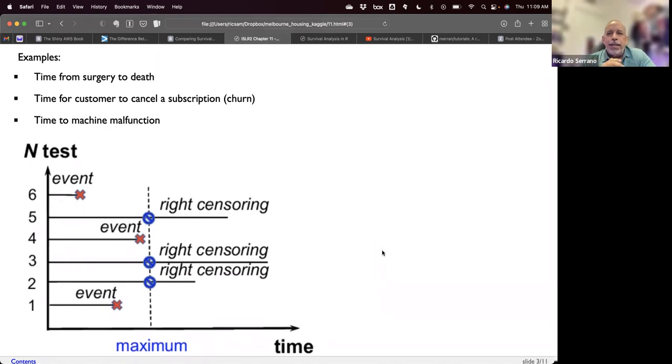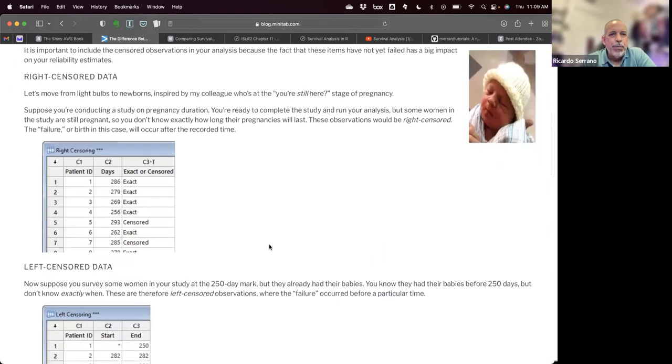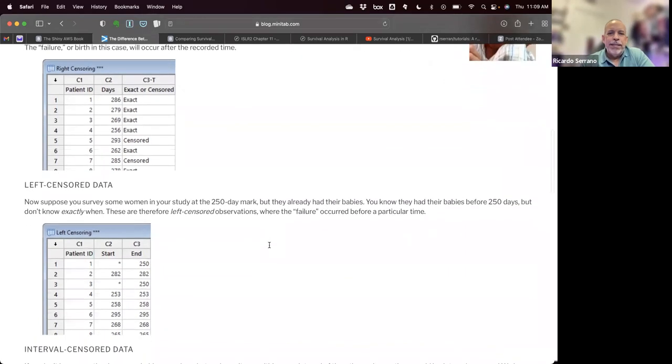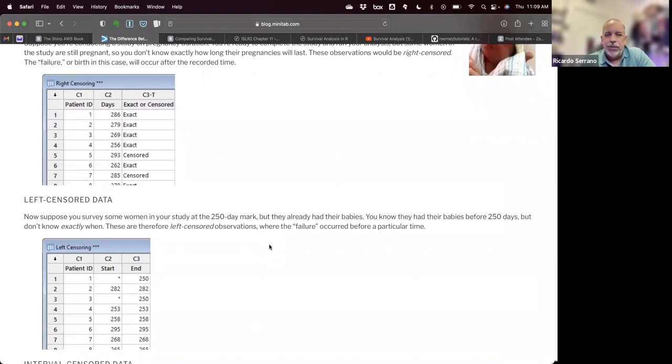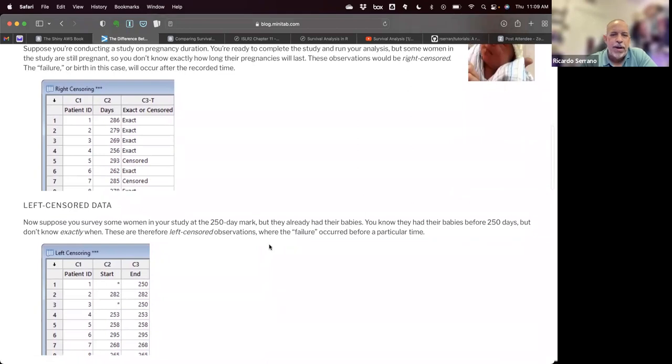Then there is a case, and I had to research it because it's not easy to picture, but there's a case when you could have left censored data. Usually survival analysis deals with right censoring, and that's easy to understand. But then there's what is called left censored data. And this is the example that I found.